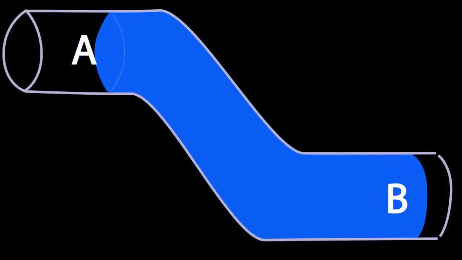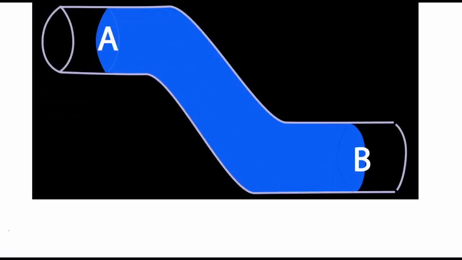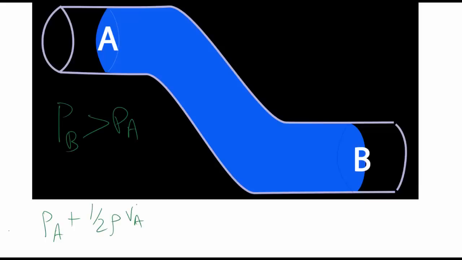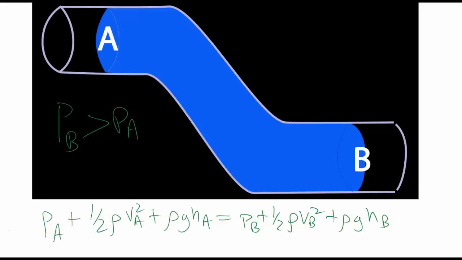Now my second question to you is, is the pressure greater at A or is it greater at B? Okay, so why is the pressure at B greater than the pressure at A? Another job for Bernoulli, which tells us that the pressure at A plus 1/2 rho velocity at A squared plus rho g height at A, which is important here, is equal to all that stuff at B: the pressure at B plus 1/2 rho VB squared plus rho g height at B.